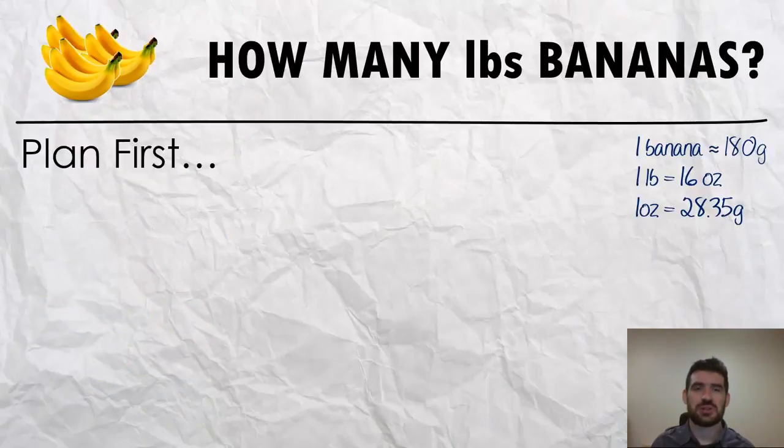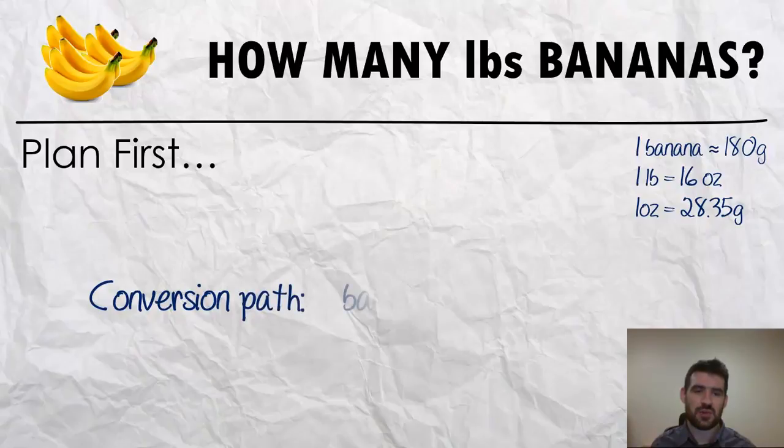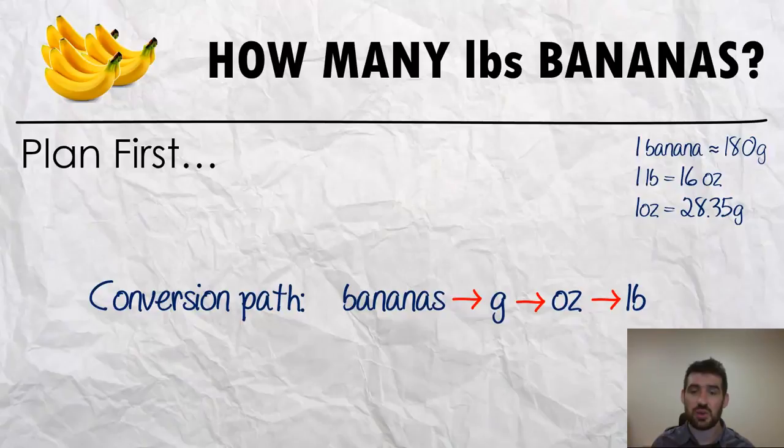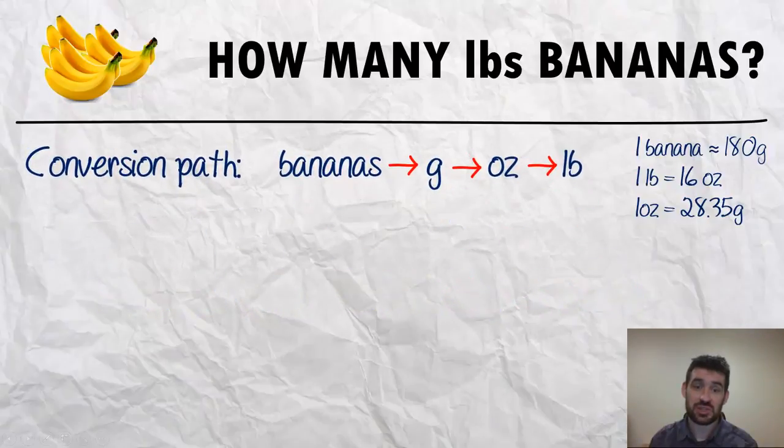The first thing you need to do is to make a plan. We have our relationships, but we need to make a path, a conversion path, to get from grams of bananas to pounds of bananas. Our conversion pathway is going to start off with bananas. We can use our relationship with the number of grams to convert to grams. We can take the relationship between ounces and grams and convert from grams to ounces. And then finally, we can go from ounces to pounds. We have our conversion path and we have our relationships at the top right. We can use these to build the conversion factors that we need as we move through our solution.